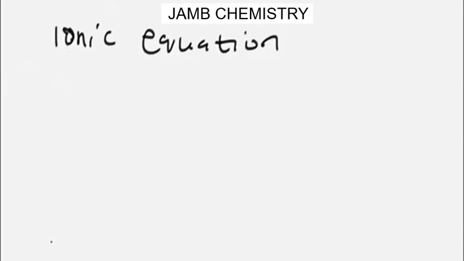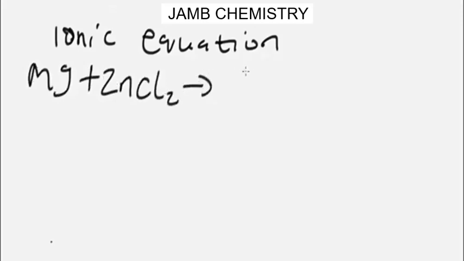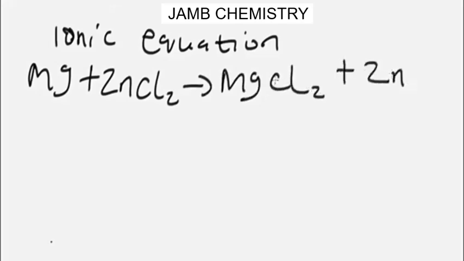Okay, now a typical example is in this reaction above, magnesium atom plus zinc chloride reacts to form magnesium chloride plus zinc atom. Now, if we check, this is also a displacement reaction, because in a reactivity series of metals, magnesium is more reactive than zinc, so magnesium displaces zinc from its compound.